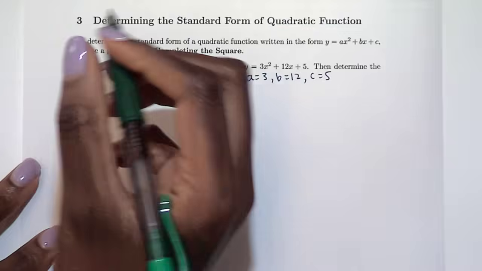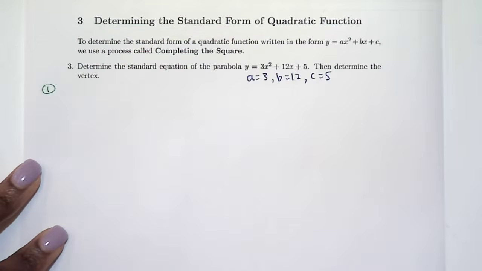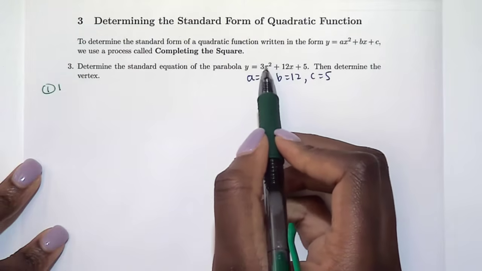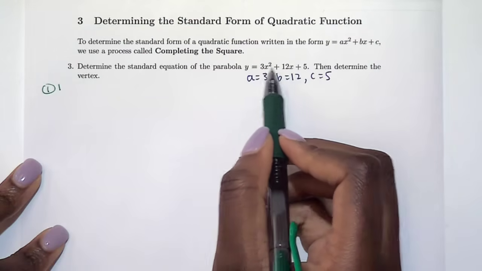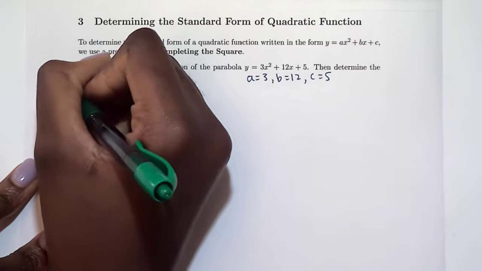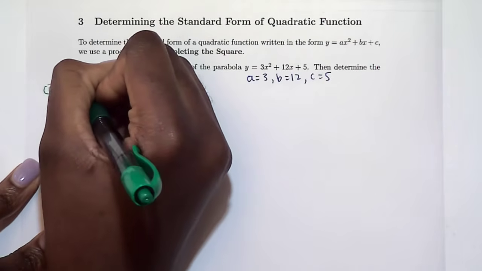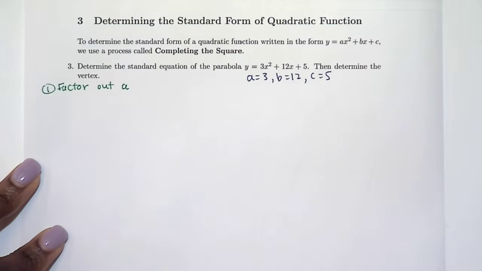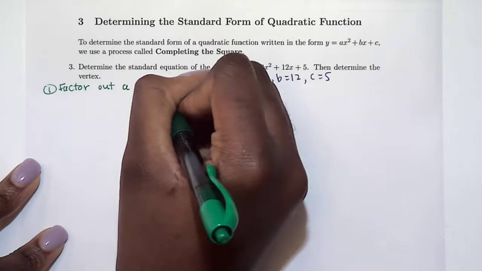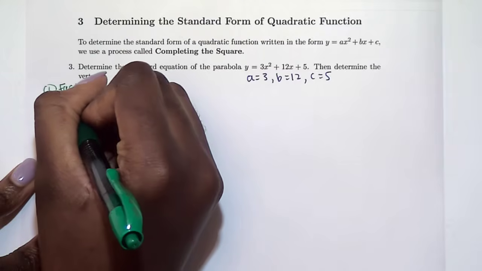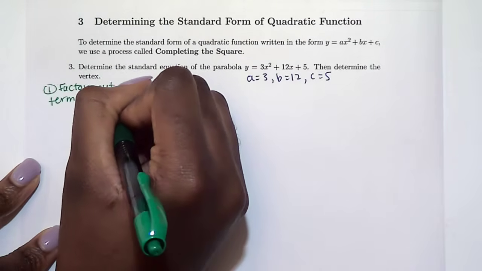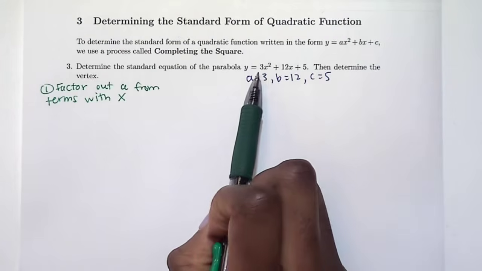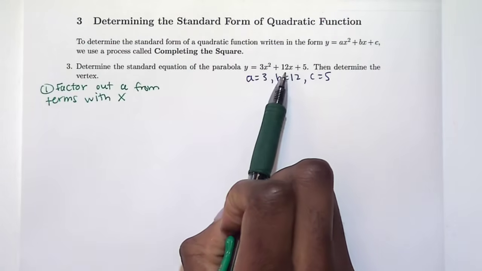All right, so first step for completing the square is to factor out our A in the parts that have an X with it. So I'll write it out in words. Factor out A from the terms with X. All right, so that means 3x squared and 12x. We're going to factor out the 3.